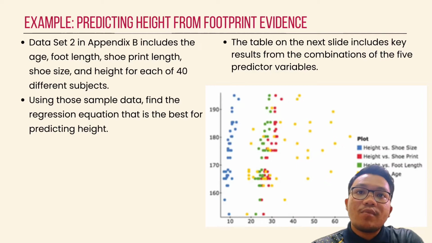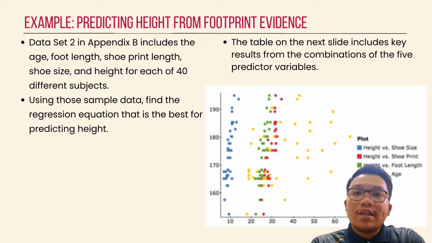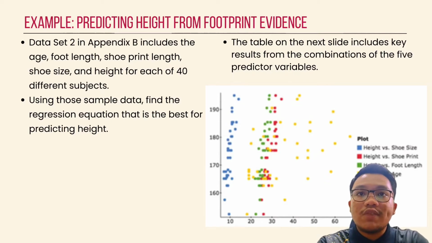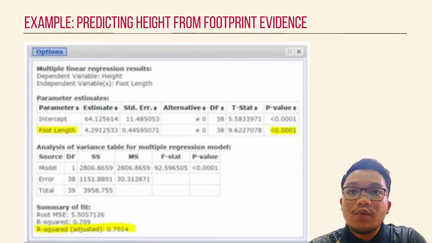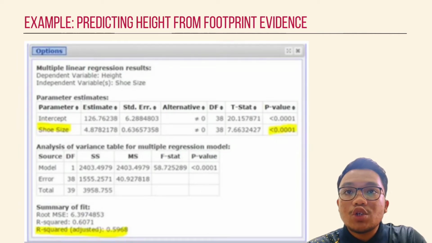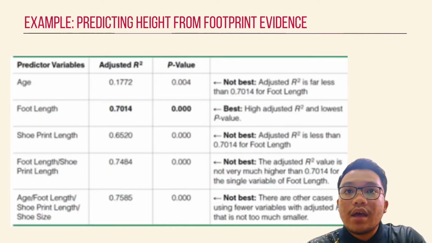Example of predicting height from footprint evidence. Data Set 2 in Appendix B includes the age, foot length, shoe print length, shoe size, and height for each of 40 different subjects. Using those sample data, find the regression equation that is the best for predicting height. The table on the next slide includes key results from the combinations of the 5 predictor variables.